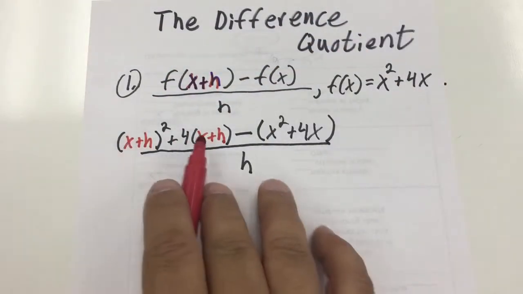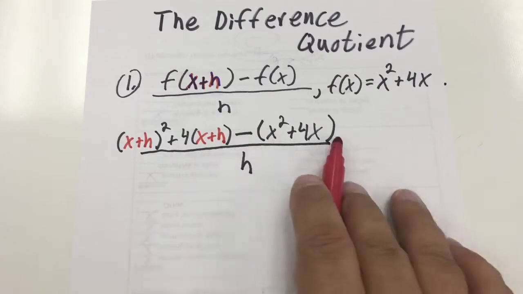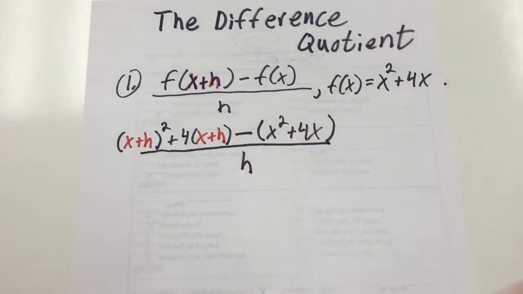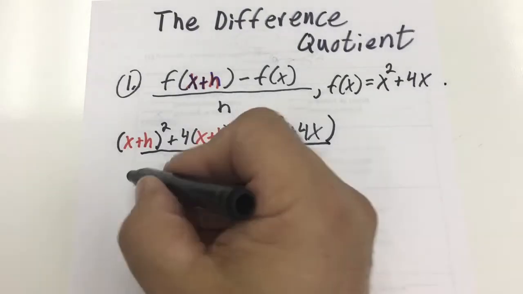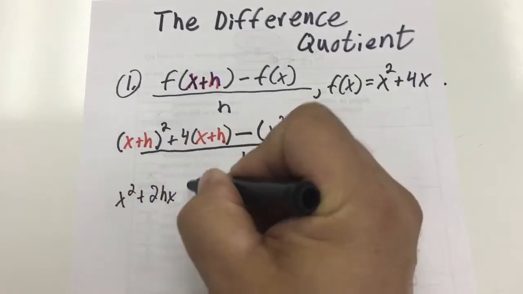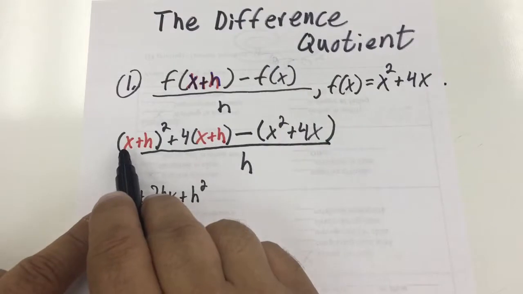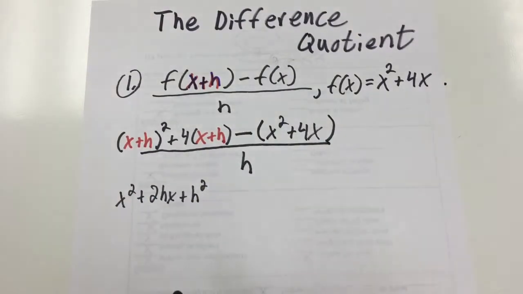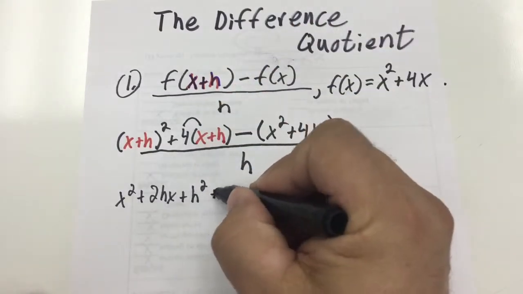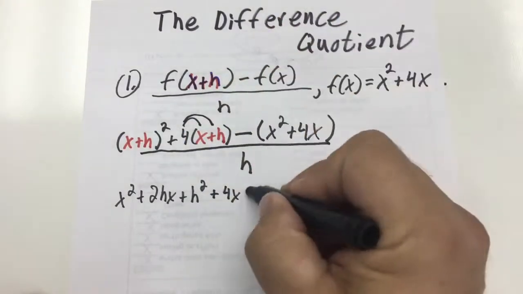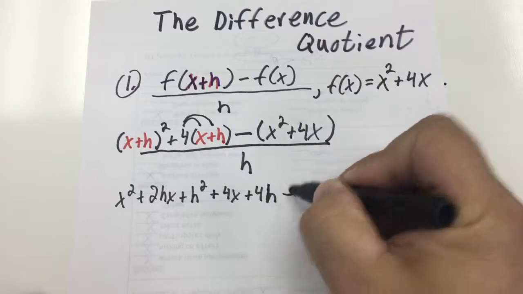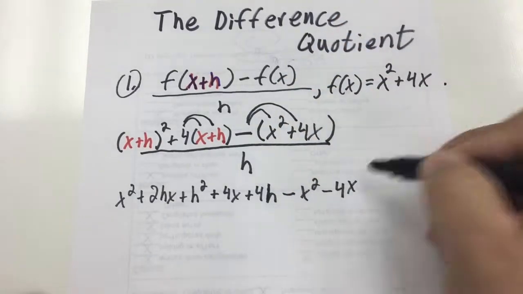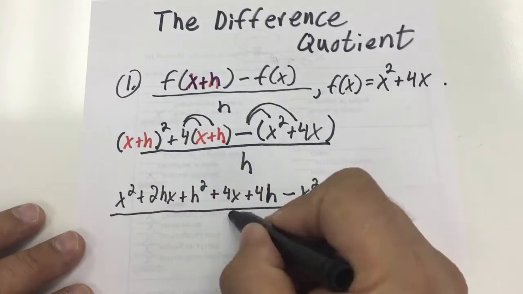Now I have some foiling to do and some distributing to do, and I have to distribute the negative also, and that's a big mistake. In all these courses, people forget to distribute the negative. So I'm going to FOIL out x plus h, the quantity squared, and that's going to give me x squared plus 2hx plus h squared. I know a lot of people think it was just x squared plus h squared, but if you were to FOIL it, you get an hx and an hx twice, so that gives me 2hx. Then I distribute the 4, so that's plus 4x, plus 4h, minus x squared, and don't forget, minus 4x, all over h.